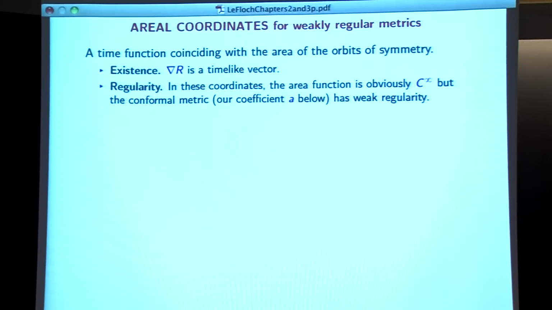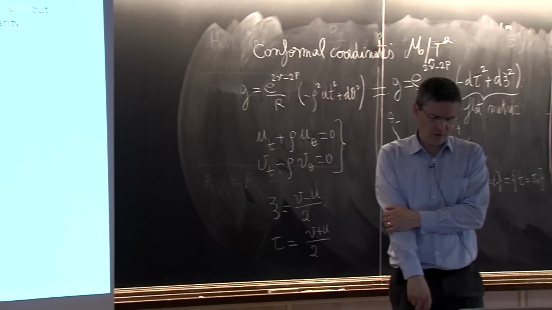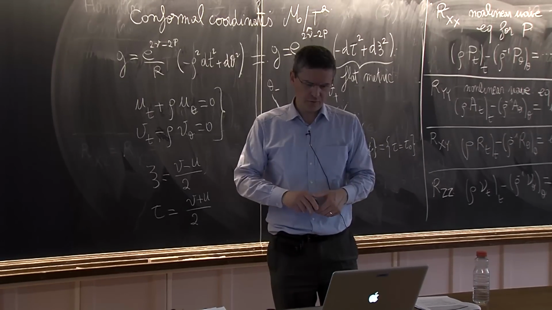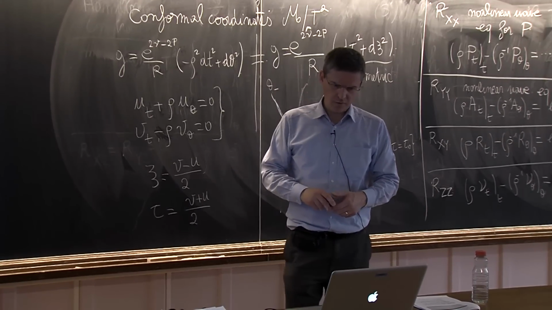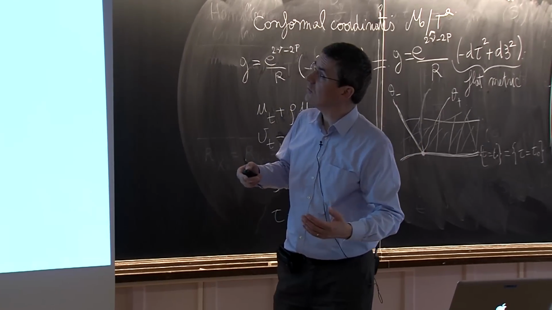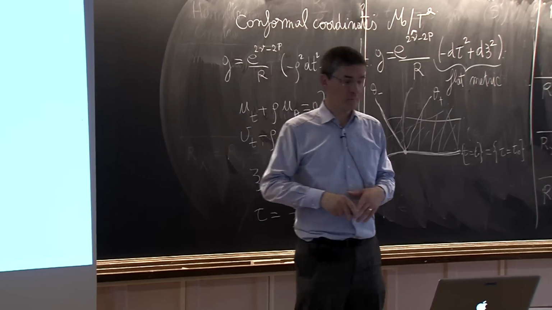But now the conformal metric, which instead of rho I'm going to denote by a different notation, a, but it has the same meaning, the coefficient rho. This rho now has only some limited regularity. You cannot prove it better. There are limitations on the regularity of the coordinates that you can introduce. So if you decide to have a very nice time function, then this conformal metric is much less regular.